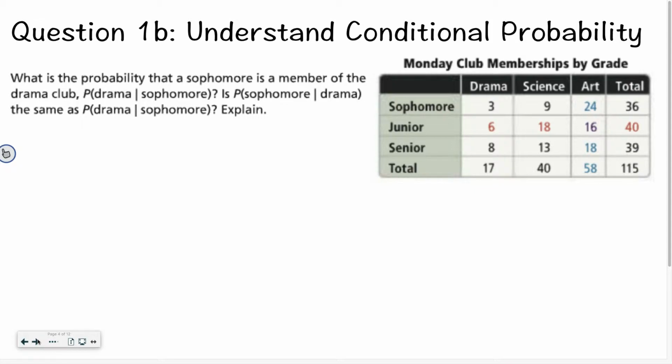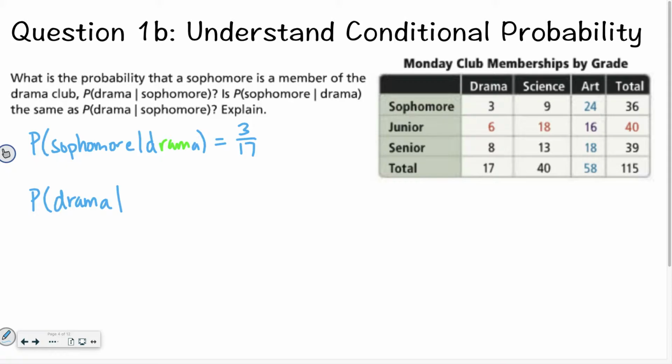What is the probability that a sophomore is a member of the drama club? Probability of drama given a sophomore. And is it the same as the probability of picking a sophomore given the drama club? Okay, so we want to look at those two probabilities. We already know that the probability of selecting a sophomore from the drama club is 3 out of 17. Now let's figure out the probability of, if we look at the number of kids in drama out of the sophomores.